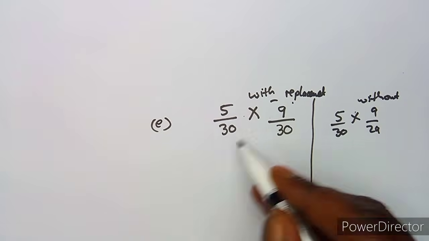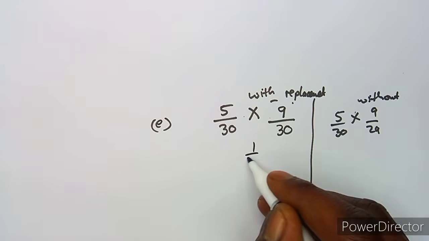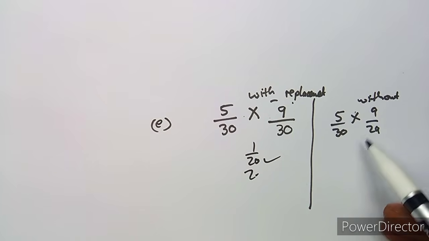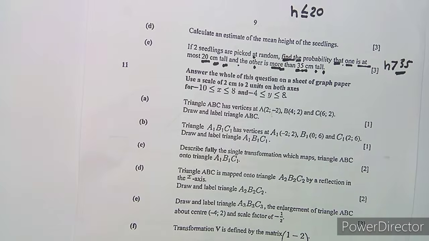You simplify, guys, using your calculator. With replacement it is 5 over 30 times 9 over 30, so it depends on which one you have taken. The first one is going to give us 1 over 20 for with replacement, and for the other one you can obtain something like 3 over 58. Also, you can write the probability as a decimal fraction, so you can put your answer as a common fraction or just like that.